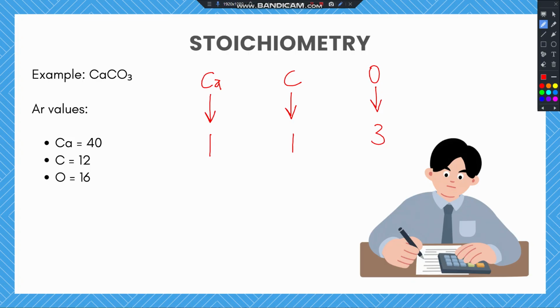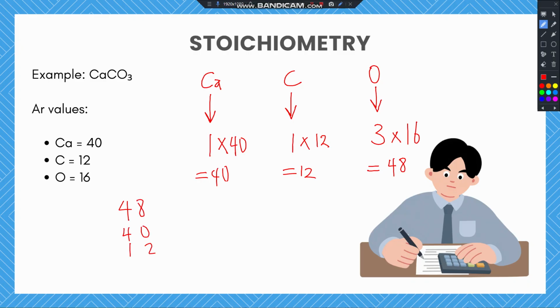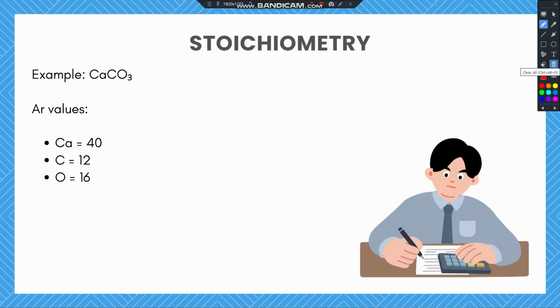The next thing to do would be to multiply each one by the atomic mass. Calcium becomes 1 times 40, which is 40. Carbon becomes 1 times 12, which is 12. And oxygen becomes 3 times 16. This is 48. Yes, 48. So altogether we have 48 plus 40 plus 12. This is 8 plus 2, that gives us 10, 0 carry 1, 4 plus 4, 8, plus 1, 9 plus 1, 10. So we have 100 grams per mole. That's the answer for calcium trioxocarbonate.